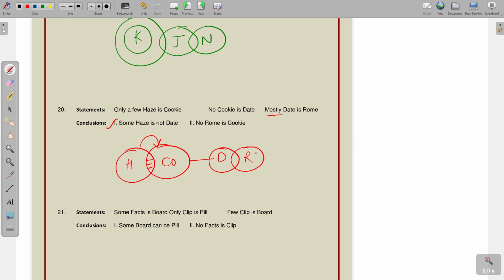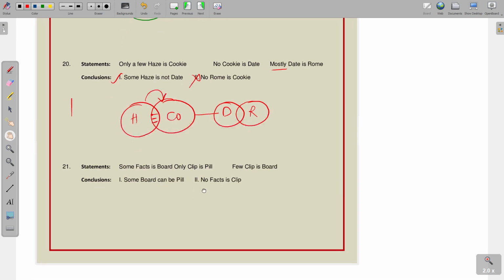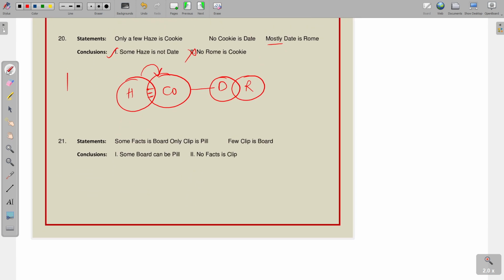No room is cookie. So room here and cookie here. Between both there is no definite relation, so it does not follow. So option 2, conclusion 2 is not correct. Only 1 follows. And see the next one, question number 21.